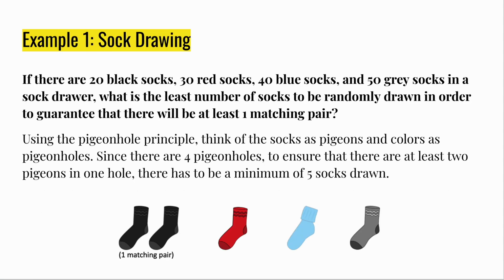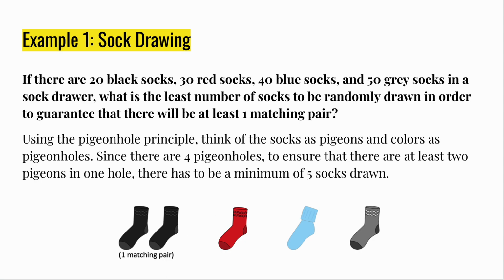One common example regarding the pigeonhole principle is the sock drawing example. For example, if there are 20 black socks, 30 red socks, 40 blue socks, and 50 gray socks in a sock drawer, what is the least number of socks to be randomly drawn in order to guarantee that there will be at least one matching pair?